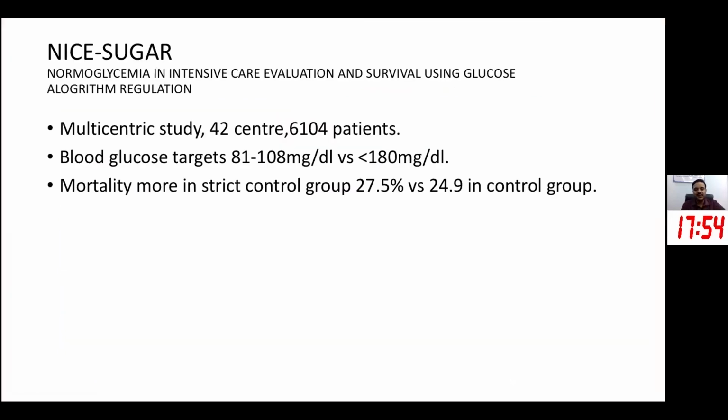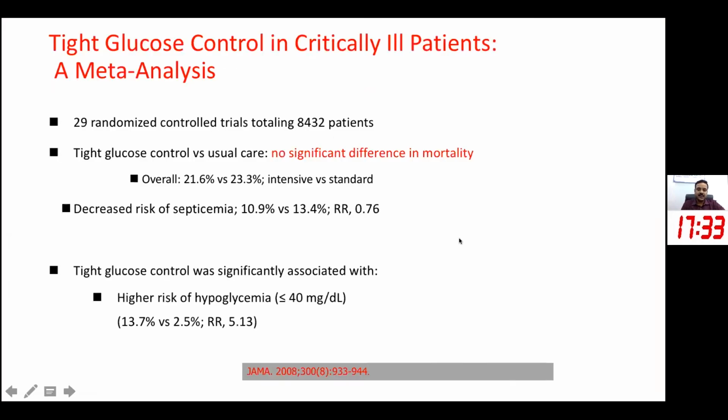And then there is NICE-SUGAR, way back maybe in 2009, that told that in a large cohort of 6,100 patients, when tight glycemic control was achieved to the tune of 81 to 108, the mortality was in fact higher in comparison to when the blood glucose was kept at less than 180. Then there was a meta-analysis where tight control versus non-tight control were compared, and they found that there was no significant difference in mortality.